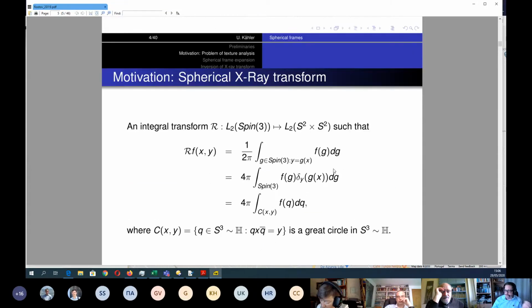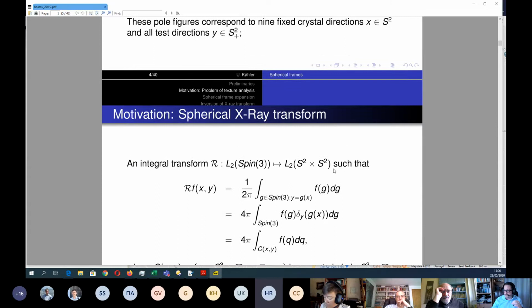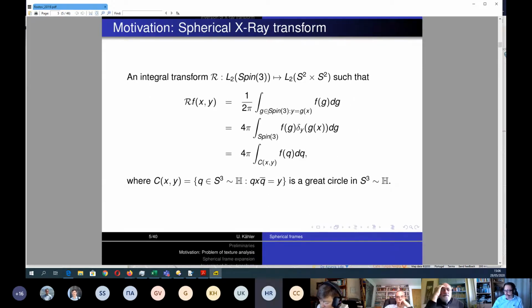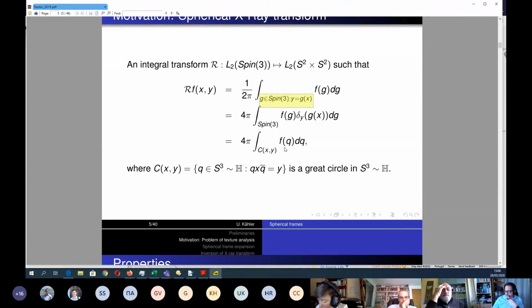As I said, the link between both of them is given by the spherical Radon transform, which basically measures the rays in and out, and measures all the connections these two can have. So you integrate over all the rotations which send one ray into another. So if x represents a fixed ray, y represents a fixed ray, you integrate over all rotations which map one ray into the other. This can, for instance, be written in different ways, as I write here.